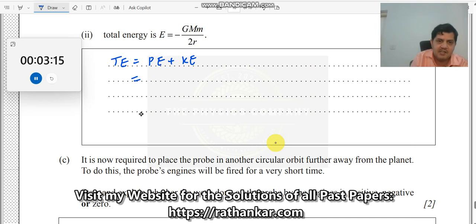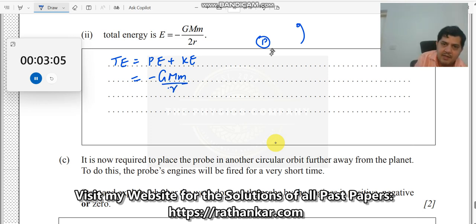What is potential energy? Potential energy for a planet and a satellite is given by minus GMm divided by R. Okay, so this is your potential energy. And what is kinetic energy?